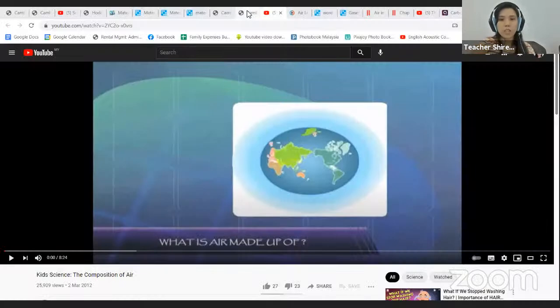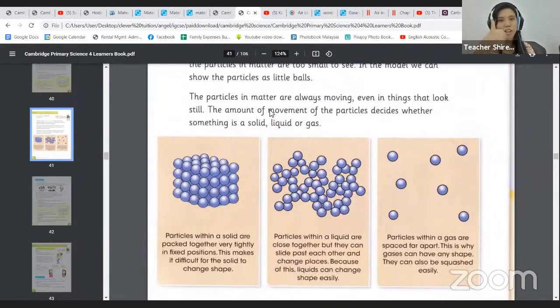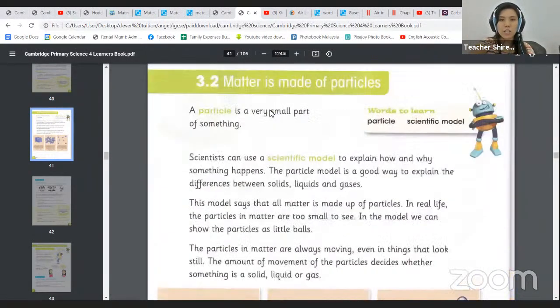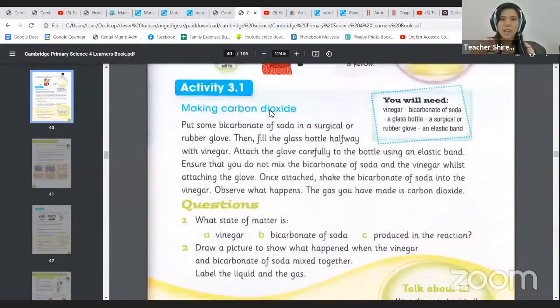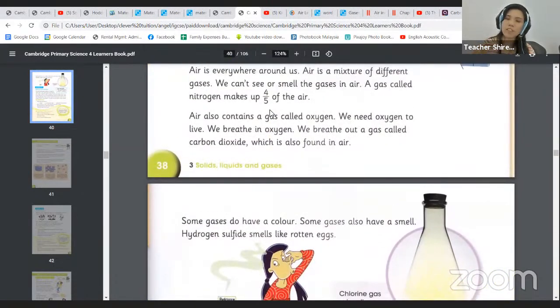Okay, so let's go back to our science class. Today we're going to learn a new part of it. Yesterday we learned about matter. We know we have solid, liquid, and gas. However, today we're going to learn a little bit more about the type of gas in the air. Today we learn everything in the gas.